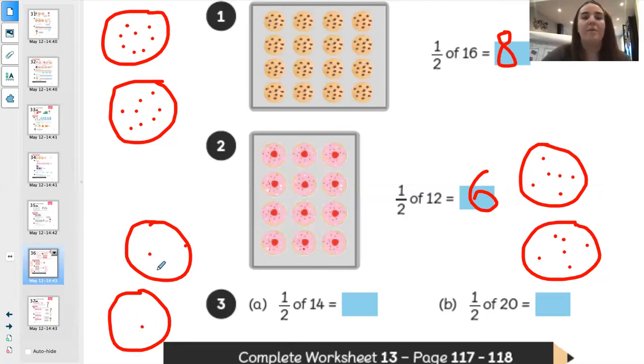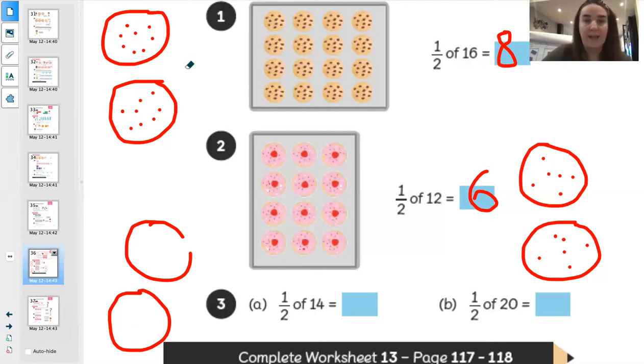1, 2, 3, 4, 5, 6, 7, 8, 9, 10, 11, 12, 13, 14. Let me check. 1, 2, 3, 4, 5, 6, 7, 8. 1, 2, 3, 4, 5, 6, 7. Ooh, well, that doesn't even add up to 14, so I'm not too sure what I've done there. So let me rub it all out, making sure I get all the dots.